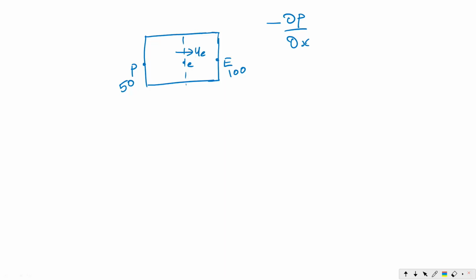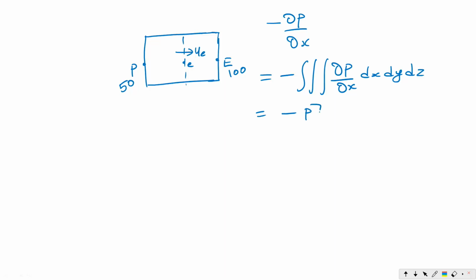So it is minus ∂P/∂X. Once again I am going to do the integration, because this is based on the finite volume method. So it is minus the triple integral of ∂P/∂X dx dy dz. As I told you earlier, when I integrate a first derivative, it gives the same variable, minus P. Now you see the limits. What are the limits? You see the screen. It is from capital P to capital E. Earlier the limits were different. Now the limits are different because we have staggered it.